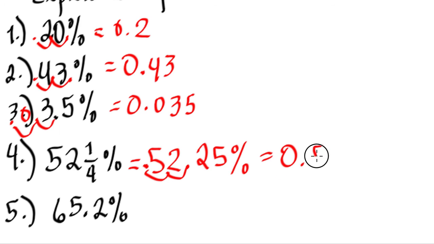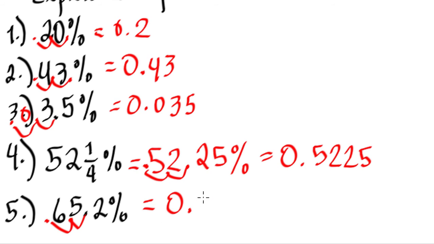Okay. And then lastly, for number 5, let's move the decimal point twice to the left. So 1, 2. So what we have is 0.652. Okay, so yeah, hopefully you got a score of 5, maybe 4, 3. Yeah, maybe you need to practice more.